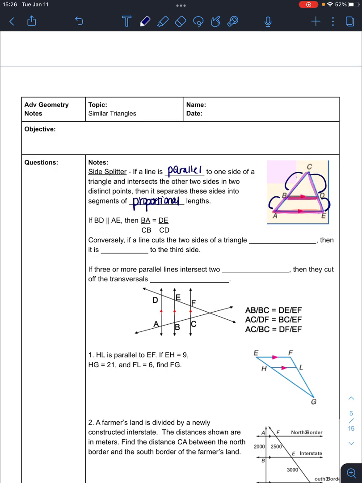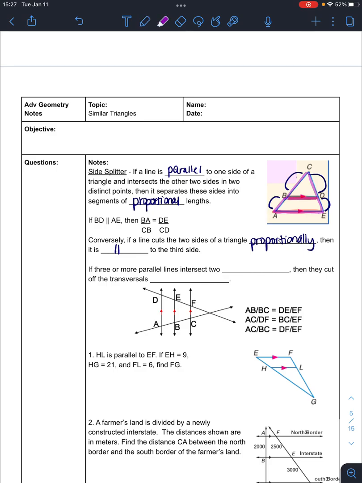Now, that's your if P then Q. If the line's parallel, then it splits the sides into proportional pieces. Or we can say if it splits the sides of the triangle proportionally, then it is parallel to the third side. We won't use that as much. And then it also applies whether it's a triangle or you have multiple sides.